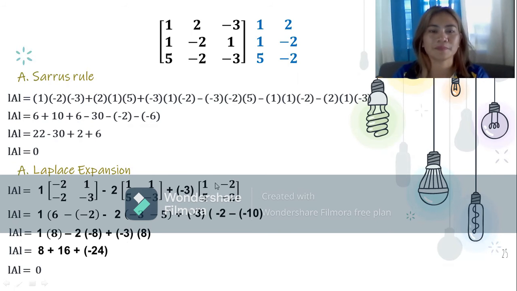Okay. So do you have questions about how to use the Saros rule and the Laplace expansion? Any method that you find easy to solve the determinant of a 3 by 3 matrix, you can use that method. Pwede sa Saros rule, pwede rin sa Laplace expansion. Kung saan yung mas easy sa'yo gamitin, yun yung gagamitin mo. Okay? Anyway, you will arrive at the same answer.